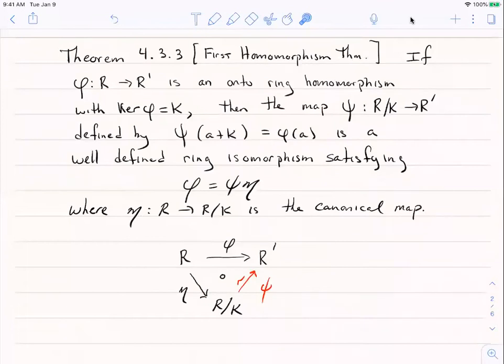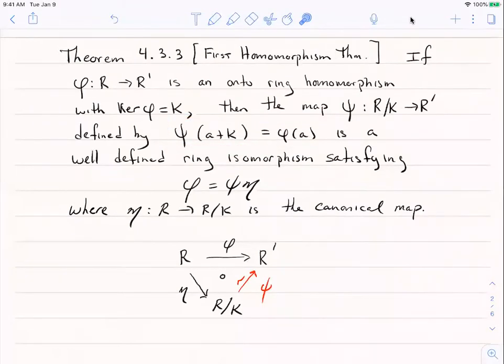So this usual diagram that we have, given phi, and it's onto R prime, if K is its kernel, then the factor ring R over K is always isomorphic to R prime, and it's isomorphic by this very explicit map.